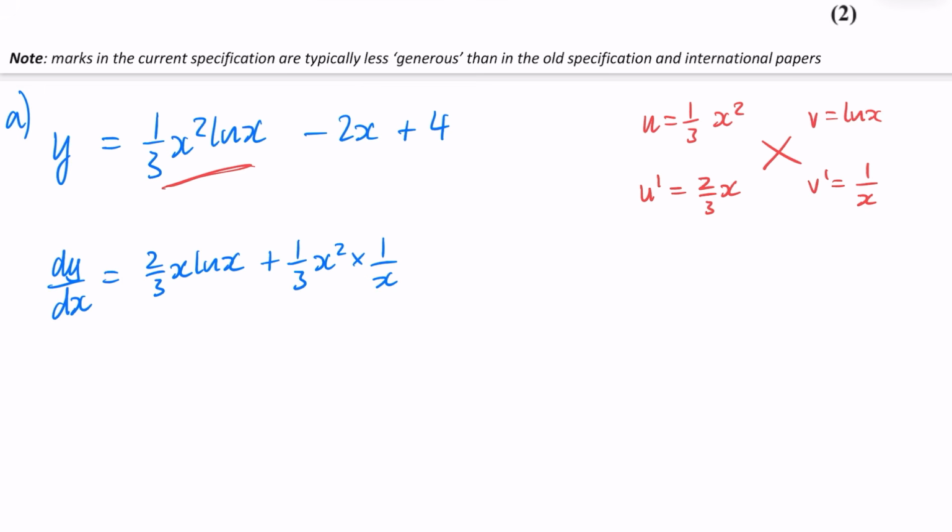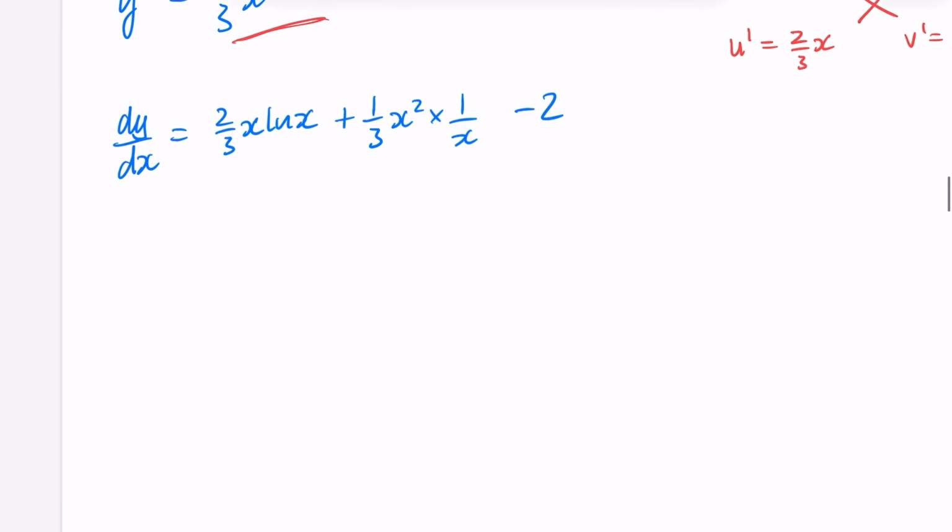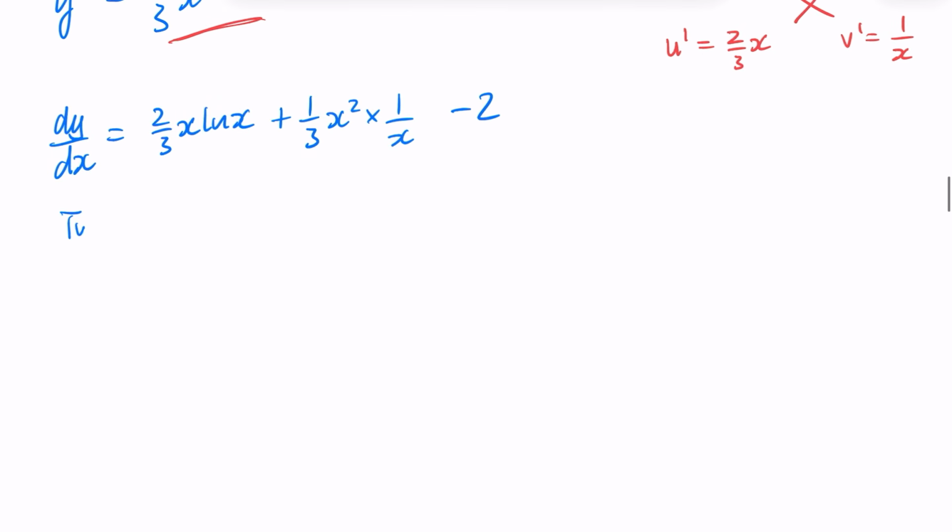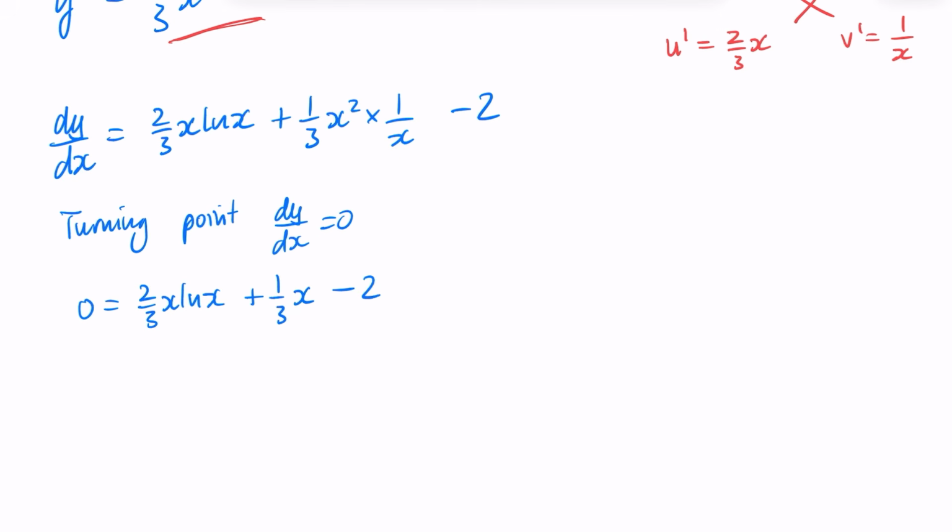We still have to differentiate this, so we get this extra minus 2 and then nothing else. So because it is a turning point, we know that dy by dx is equal to 0. So 0 is 2/3 x ln x, and then you have an x squared being divided by x, so it's just going to become an x, plus 1/3 x minus 2.